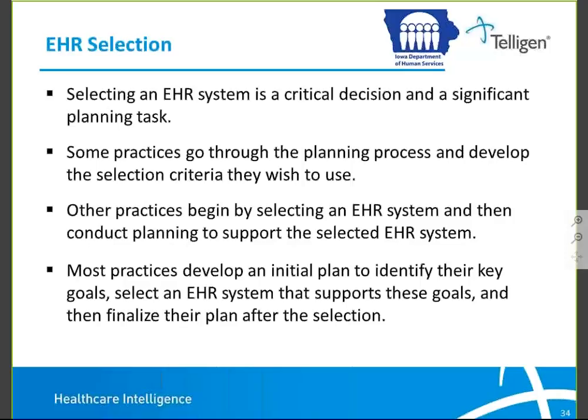Some practices go through the planning process and develop the selection criteria they wish to use. Other practices begin by selecting an EHR system and then conduct planning to support the selected EHR system. Most practices develop an initial plan to identify their key goals, select an EHR system that supports these goals, and then finalize their plan after the selection. So that last approach there on the slide is your most common, typically your most effective approach: know what your key pieces are, what you want out of your system, what your goals are, and select one that supports those particular goals.